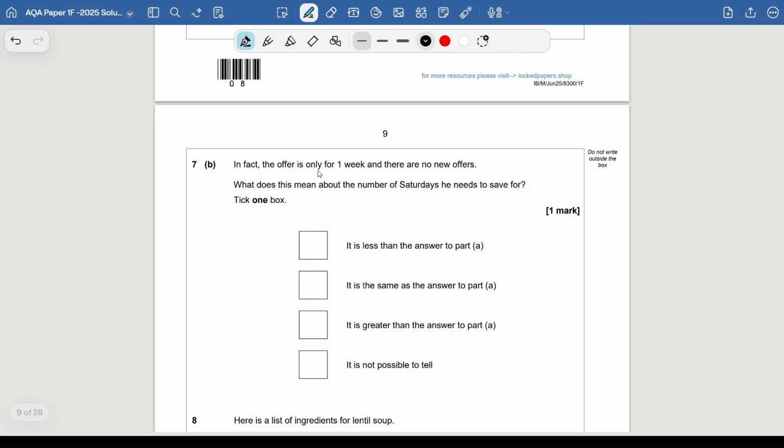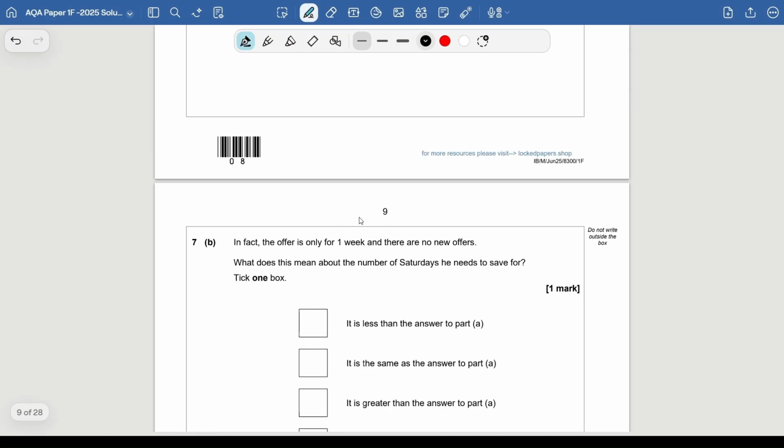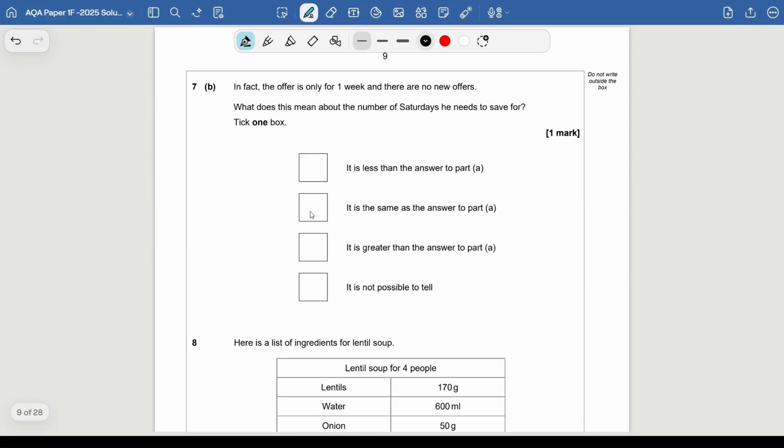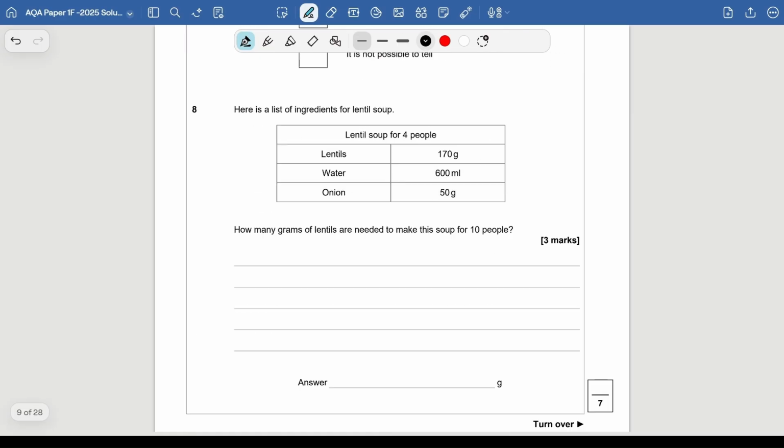In fact, the offer is only for 1 week and there are no new offers. What does this mean about the number of Saturdays he needs to save for? It is less than the answer. It is the same. It is greater. Or it's not possible to say. Well, it doesn't say anything about any change in the cost. So he will need the same amount still, even though the offer is valid only for a week, so it will remain the same. I would say it is the same as the answer.